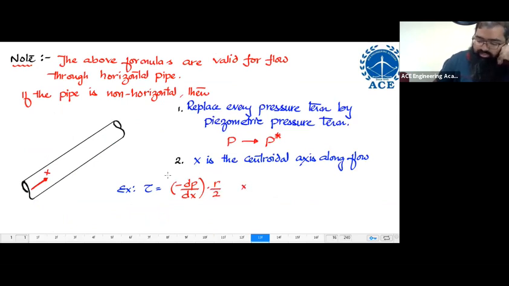How to make this answer correct? To make this correct, you write minus dp star by dx. Now this is correct. Are you following this thing? Again, x over here is not with respect to horizontal, it is with respect to along the particular flow. Are you following all these things?